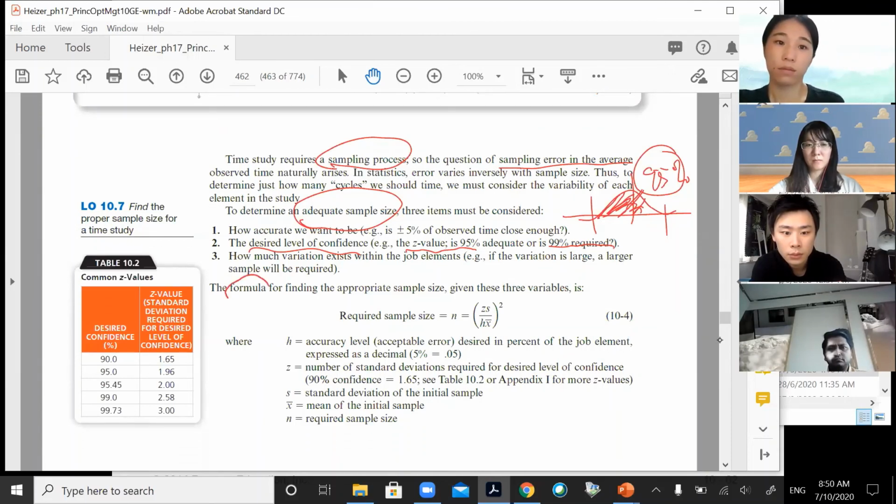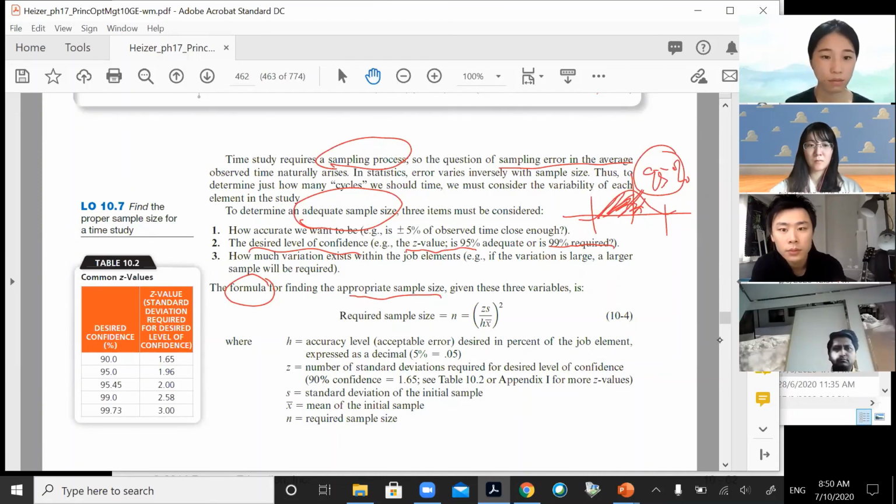So the formula for appropriate sample size is given by this. The required sample size N is ZS divided by H X bar, all to the power of 2. H is the accuracy level, expressed as a decimal, so 5% is 0.05. Z is the number of standard deviations required for the desired level of confidence. For example, 95% confidence is 1.65. That's why I said you need to understand the normal distribution, the Z transformation.